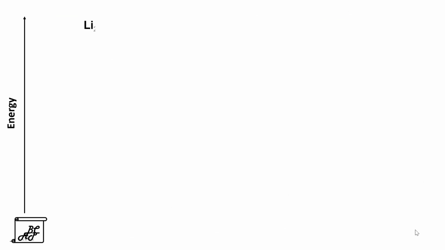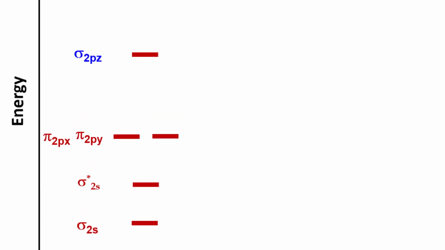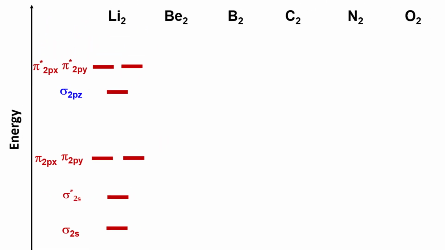So far we have studied the application of molecular orbital theory to lithium, beryllium, boron, carbon and nitrogen. And now we have to study oxygen, fluorine and neon. In case of lithium to nitrogen, we have seen that the energy levels of various molecular orbitals are, first is sigma 2s, then sigma star 2s. Above that there is pi 2px and pi 2py, which are degenerate orbitals. That means they have same energy level.